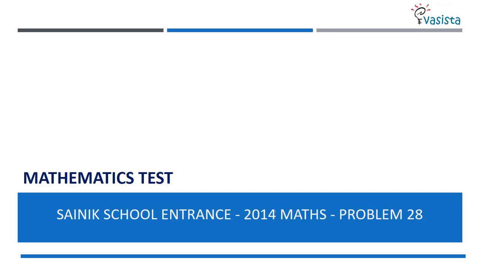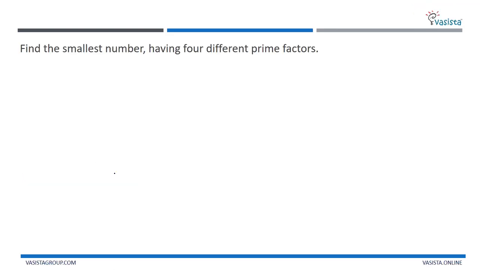Fine, let us start solving problem number 28 here. Find the smallest number having 4 different prime factors. So we need to find the smallest number having 4 different prime factors. That is what we need to find.